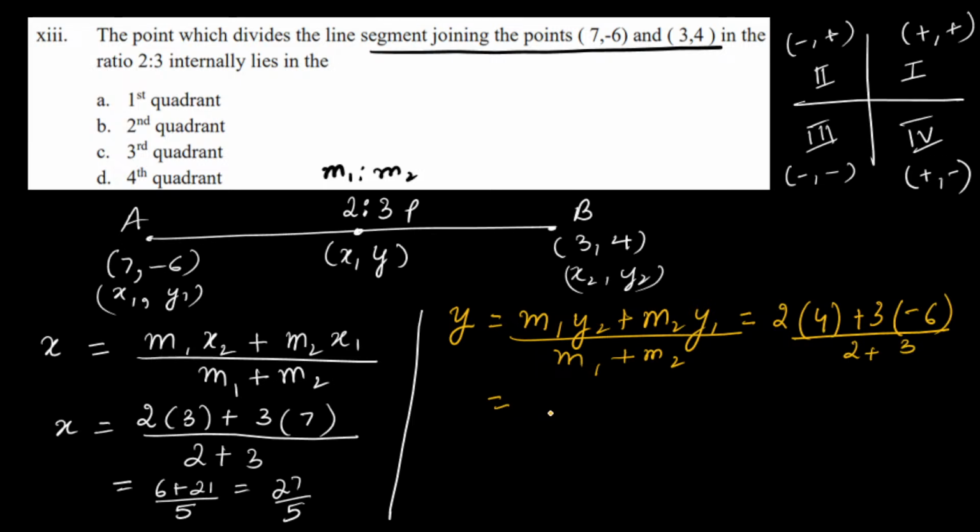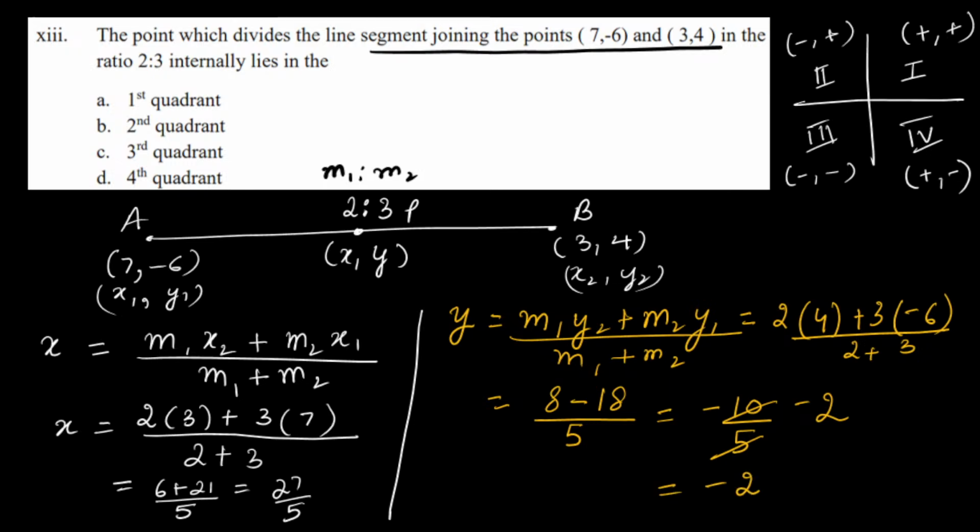Okay, let's see. So 2 into 4 is 8, plus minus here, minus 3 into 6 is 18, by 5. If you solve it further, you'll get minus 8 minus 18, plus minus is minus. So this is 10, but the sign is that of the greater number. So minus 10 by 5, if you solve it, negative 2 you will get.